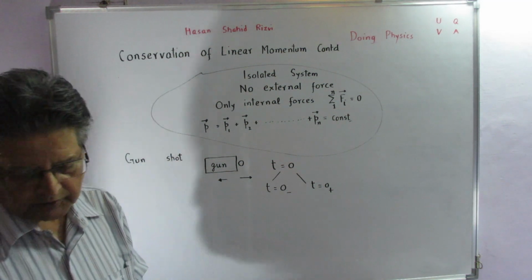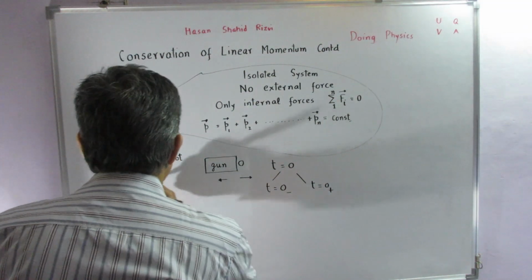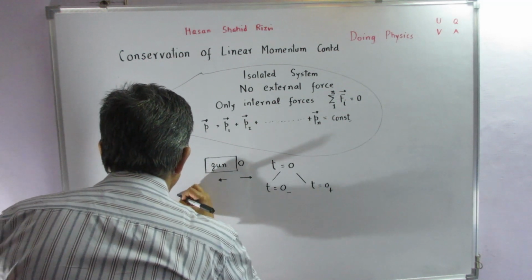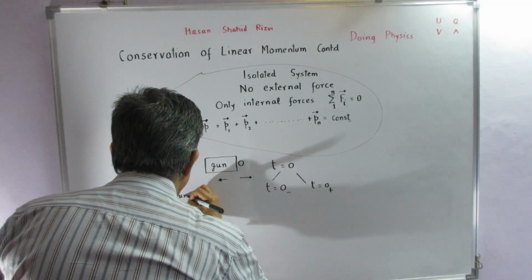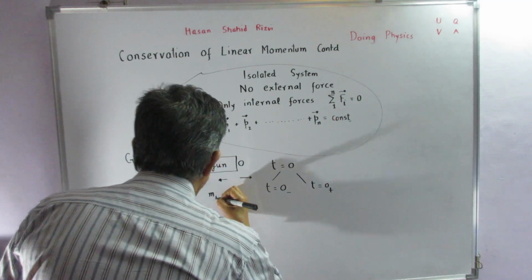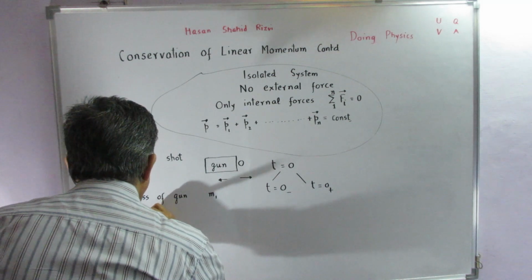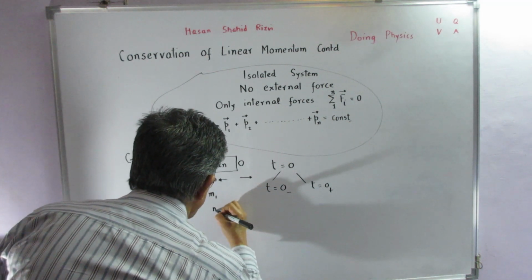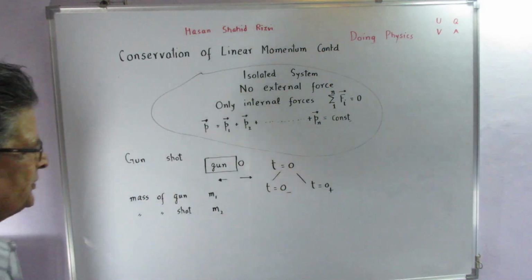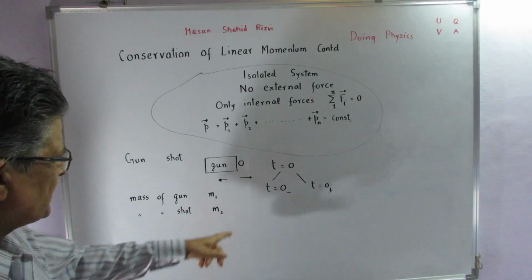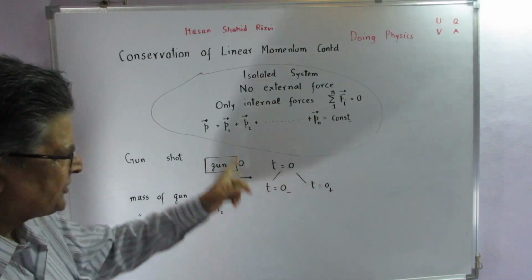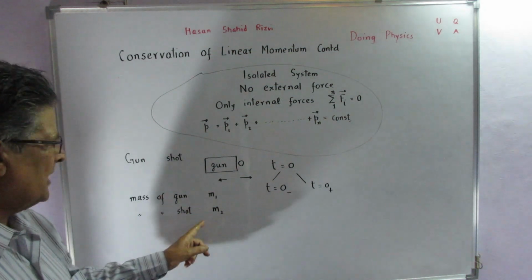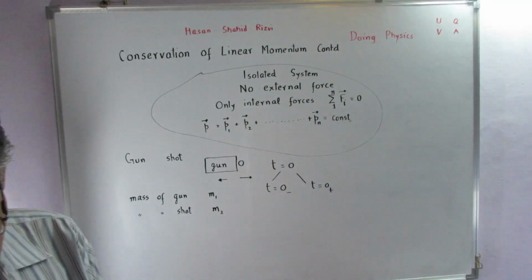So if I take the mass of the gun as m1, and the mass of the shot as m2. At time t equal to 0 minus, the gun was having a mass m1 plus m2, and suddenly as the event took place, the mass of the gun becomes m1, and the mass of the bullet becomes m2.